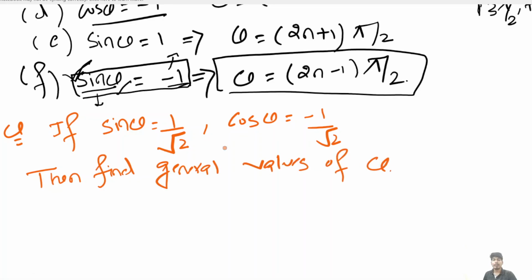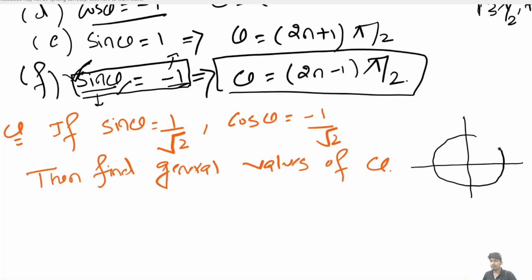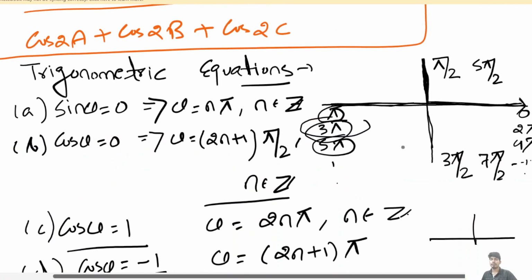Okay, students, let's take it on a graph. This is our plane, and let this be a circle. We know a point P on this circle has coordinates cos theta and sin theta.